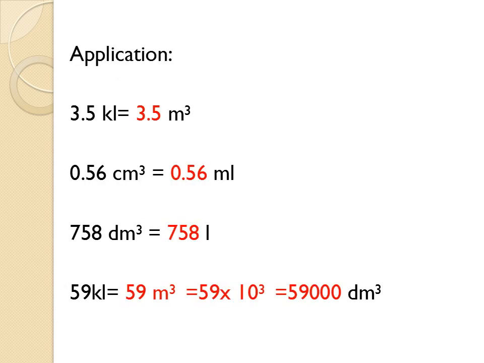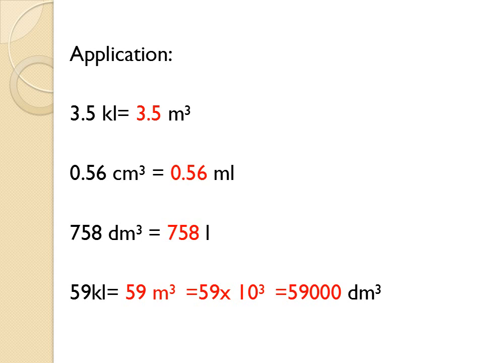In order to understand more, let's see this application. 3.5 kiloliter, we must convert it to meter cube. And as we took in the last slide, we see that kiloliter equal to meter cube. They are the same units. There is no difference. So what we say here, that 3.5 kiloliter equal to 3.5 meter cube. Nothing gets changed. It is equal.